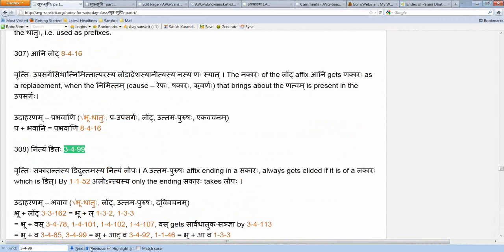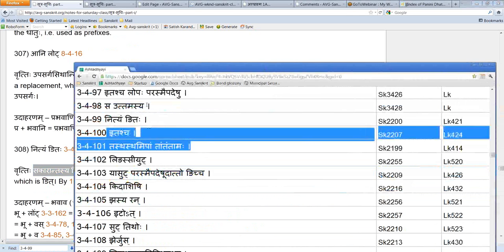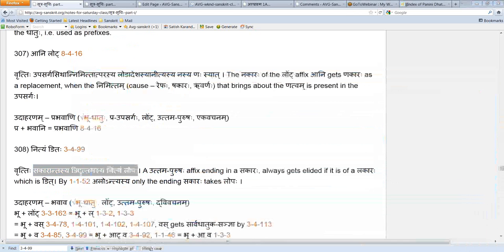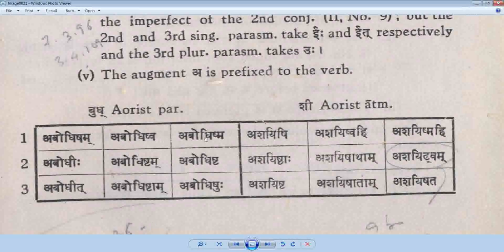Nityam nyataha, nityam nyataha. Sakarantasya nid uttamasya, nityam lopaha, nityam lopaha. Anurutya of uttamasya comes from here. Sa uttamasya. Okay, so that's the only thing here. Otherwise, same thing. Adesha pratyayoho, abodhishva, abodhishma.